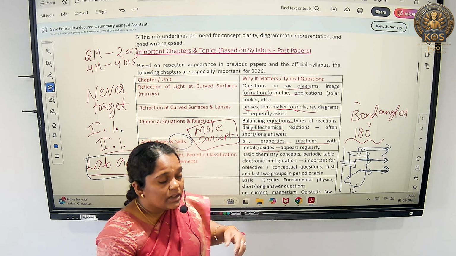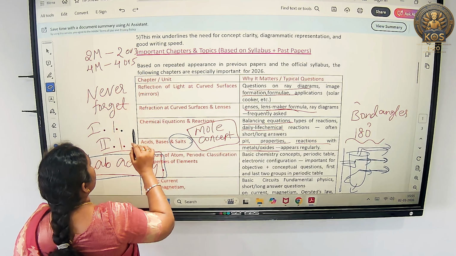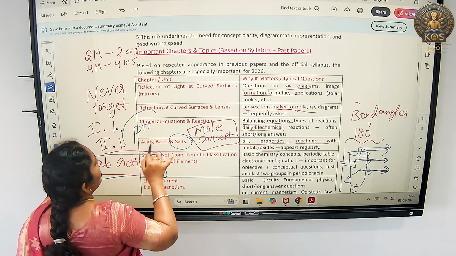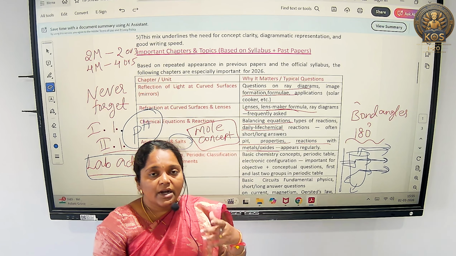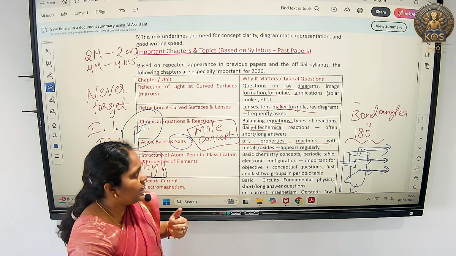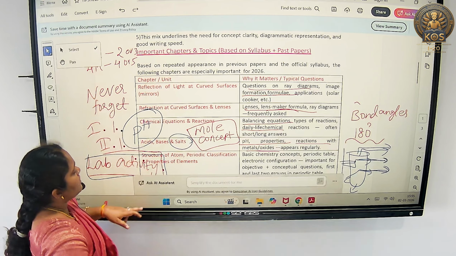And not only that, we have pH value in our life. So how pH value is very important in our life, for plants and animals. That question is also very important. Now coming to next.